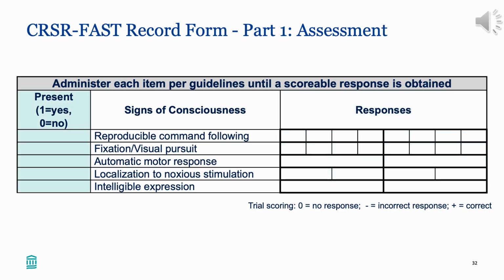Finally, in the column to the left of the record form, there is a section for documenting the overall presence or absence of each of the core behaviors. The presence or absence of a behavior should be determined using the scoring criteria for each behavior, which are summarized in the instructions for item administration on pages 4 to 5 of the manual. If a behavior is present based on the scoring criteria, the behavior is scored as a 1 in the left column, whereas if a behavior is absent based on the scoring criteria, the behavior is scored as a 0 in the left column.